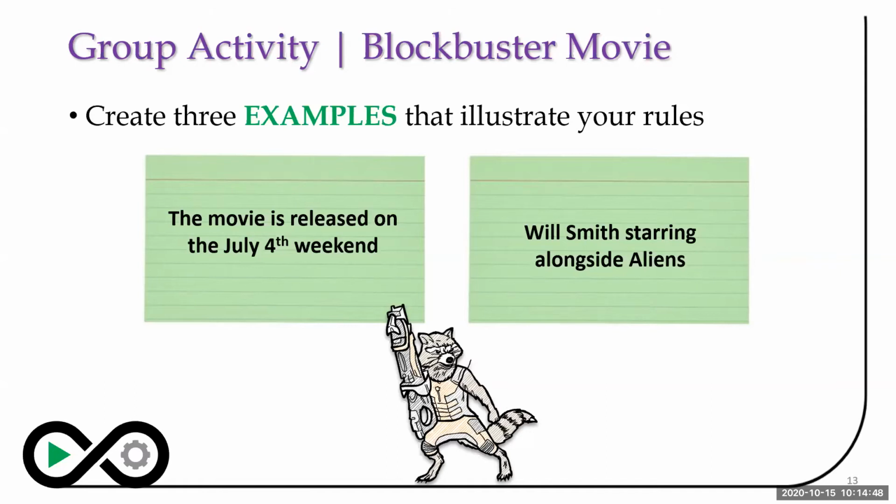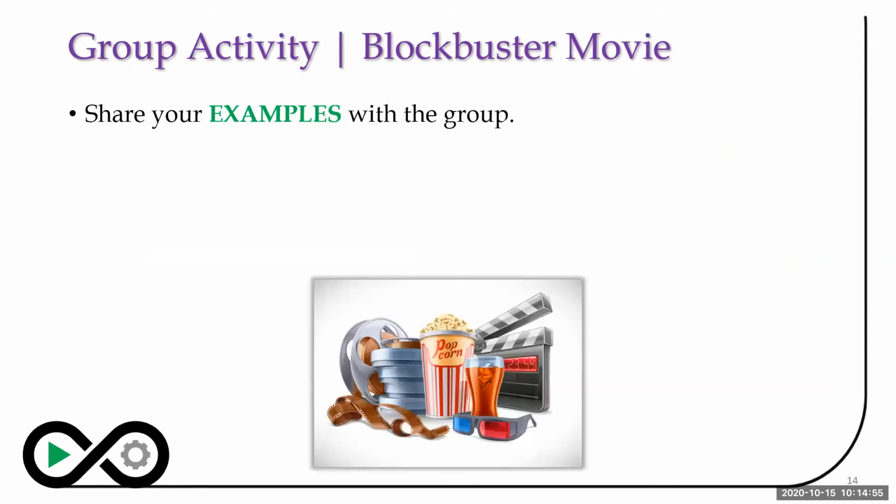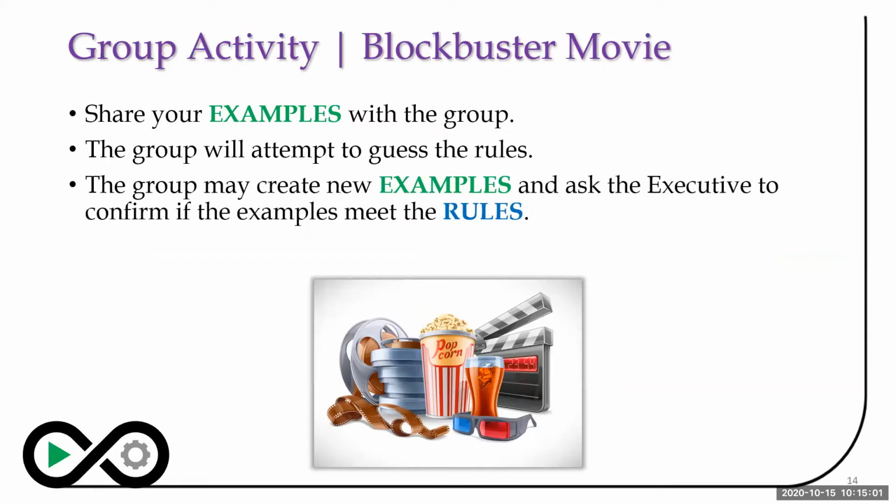The step forward after the groups create the 3 examples to illustrate their rules is to share their examples with the other group. The other group then has the ability to guess the rules, and by doing so, they can create new examples, and they can simply ask the others, is this a valid example or not? Yes or no? And so you continue coming up with new examples, similar to the game of 20 questions if you've ever played that as a kid, trying to understand what the business rules are.